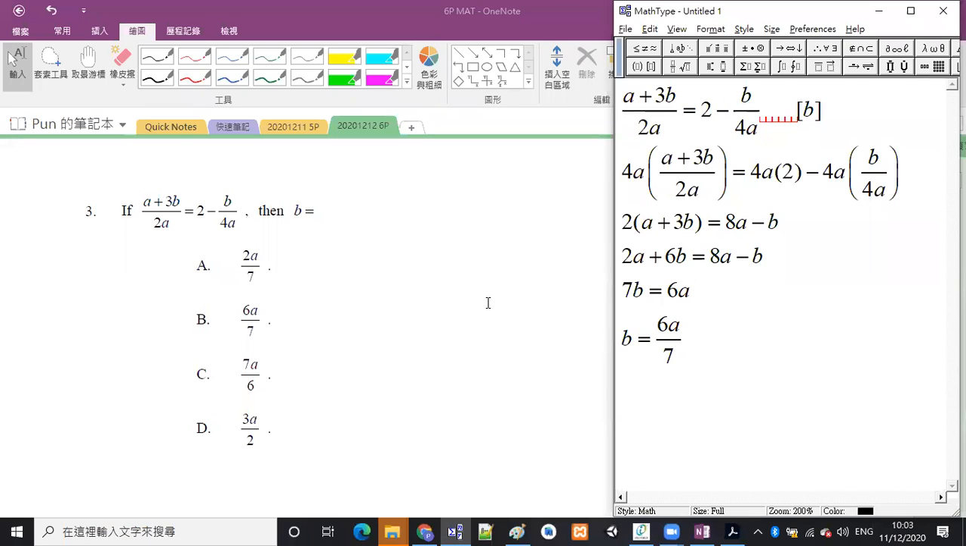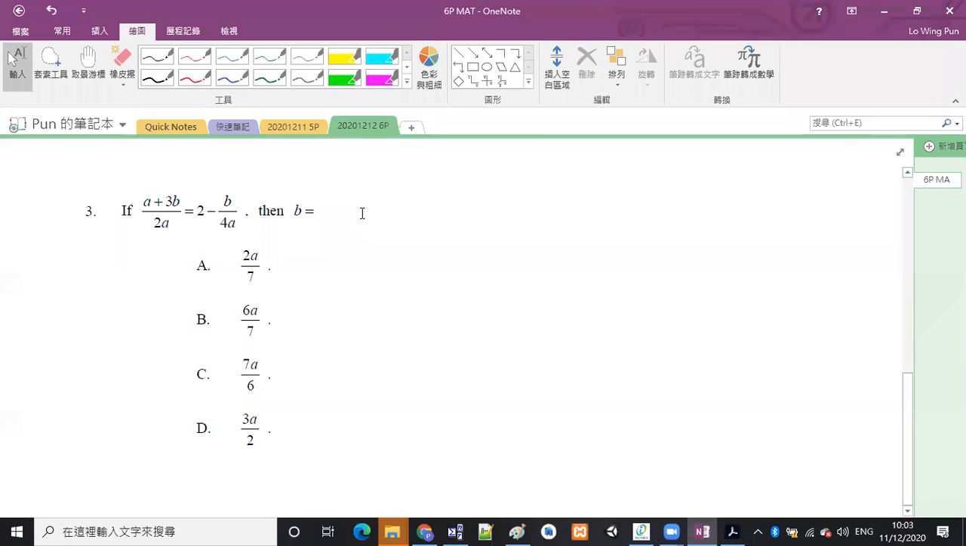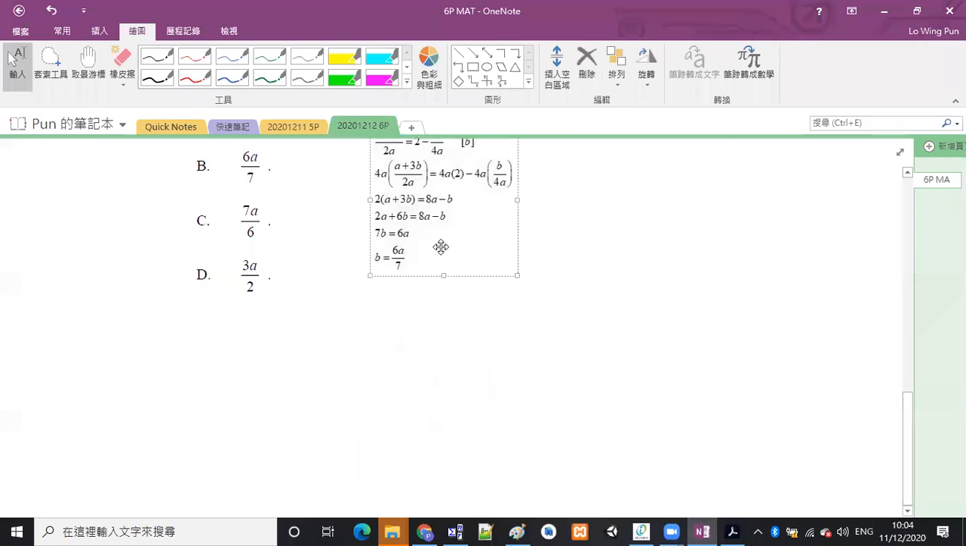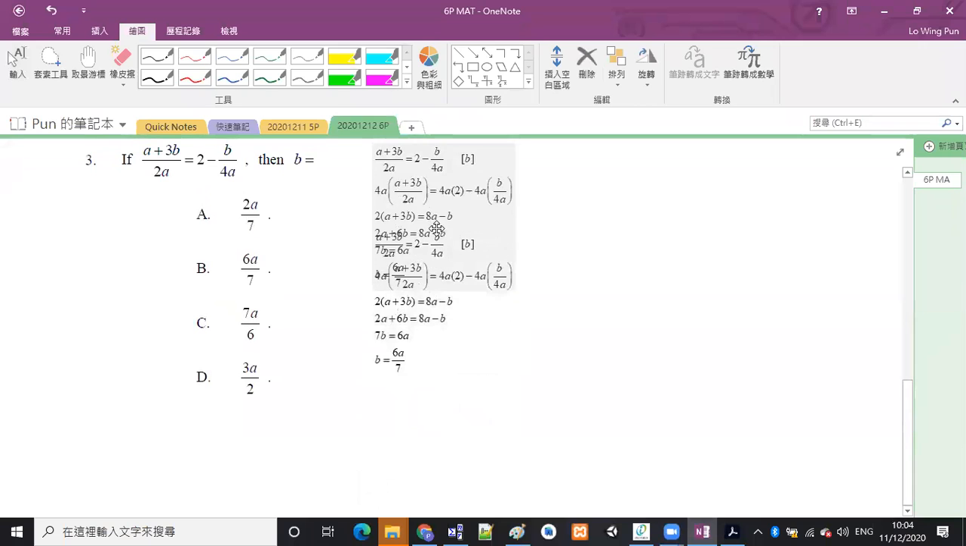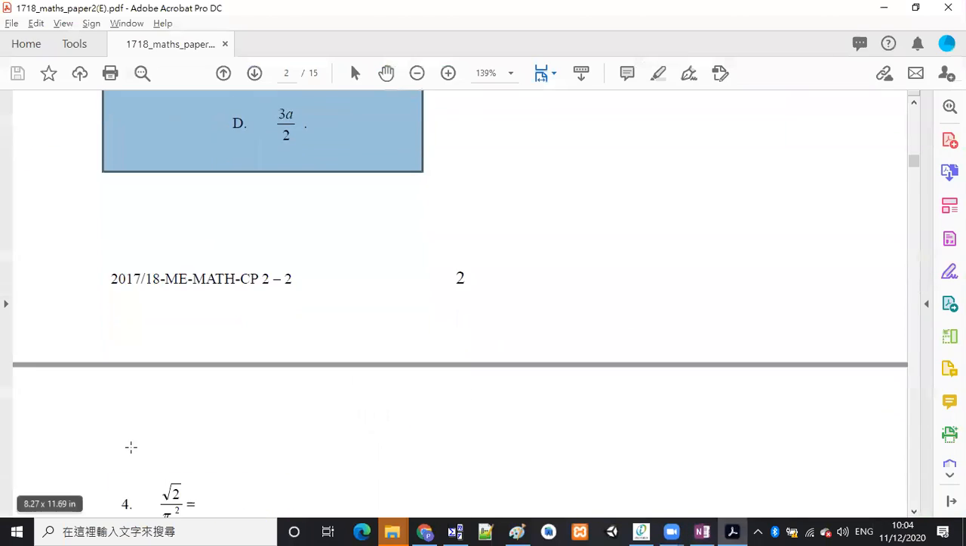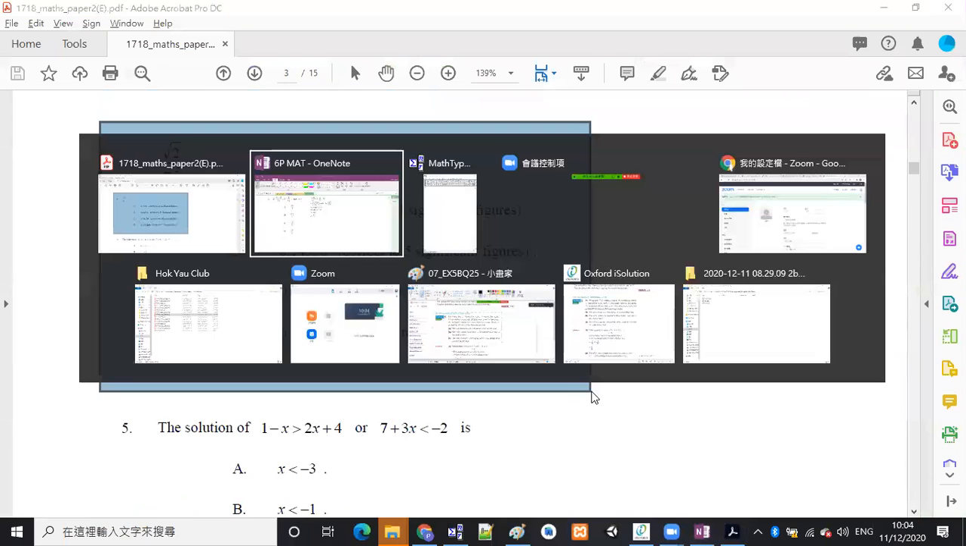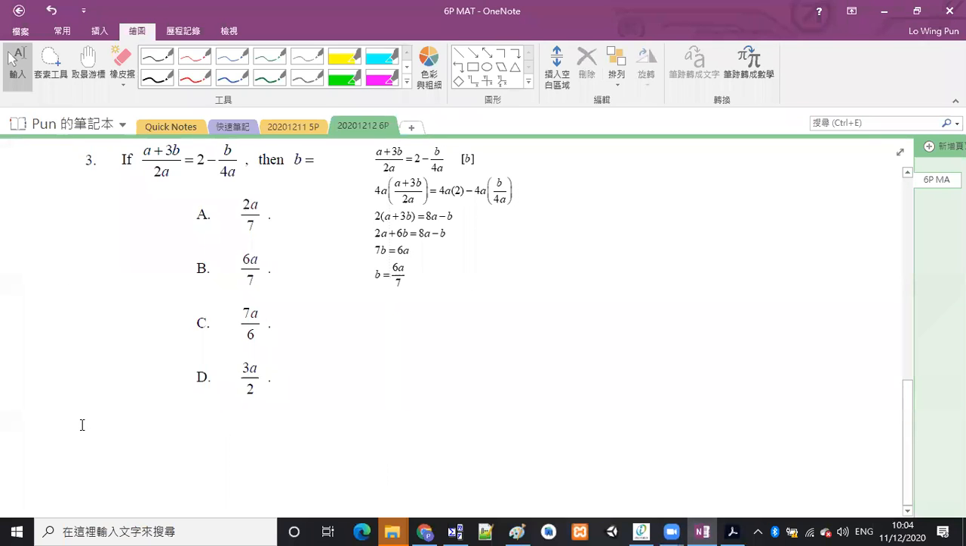So b is equal to 6a over 7, which means that the answer is option B. Get it? Number 4. Okay, this one is using calculator.